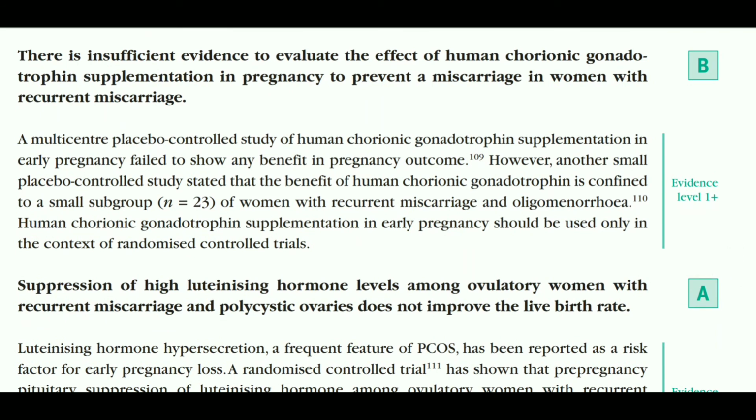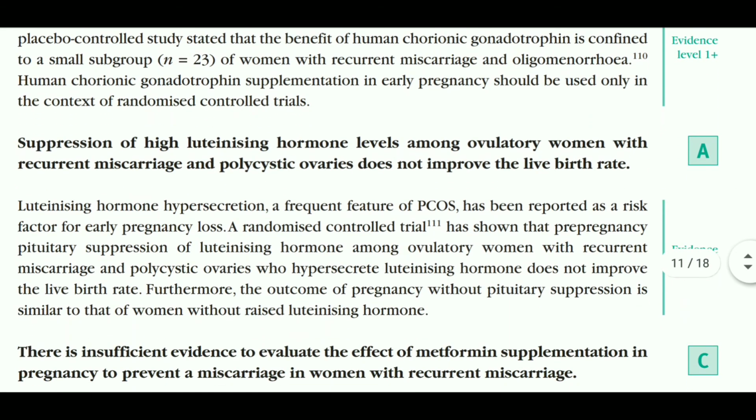A large multicentric placebo-controlled study of HCG in early pregnancy failed to show any benefit in pregnancy. However, another small placebo-controlled study stated that the benefit of HCG is confined to a small subgroup of women with recurrent miscarriages and oligomenorrhea. HCG supplementation in early pregnancy should be used only in the context of a randomized controlled trial.